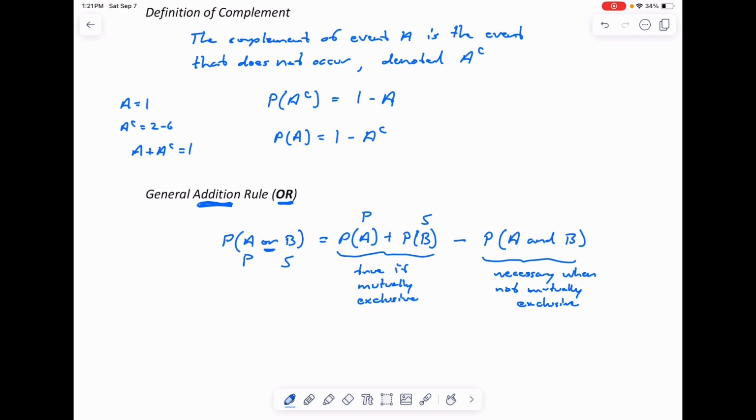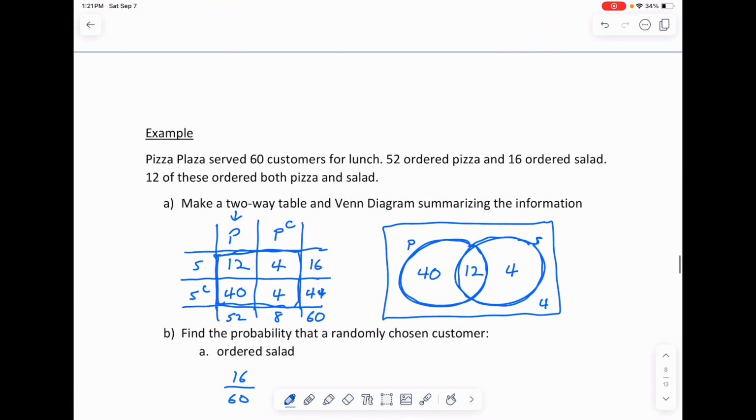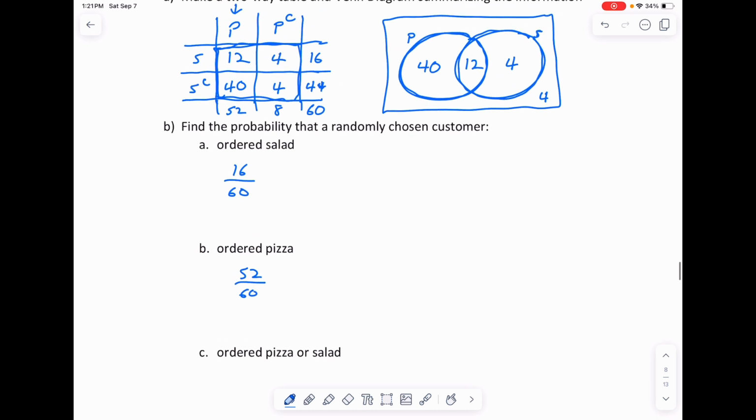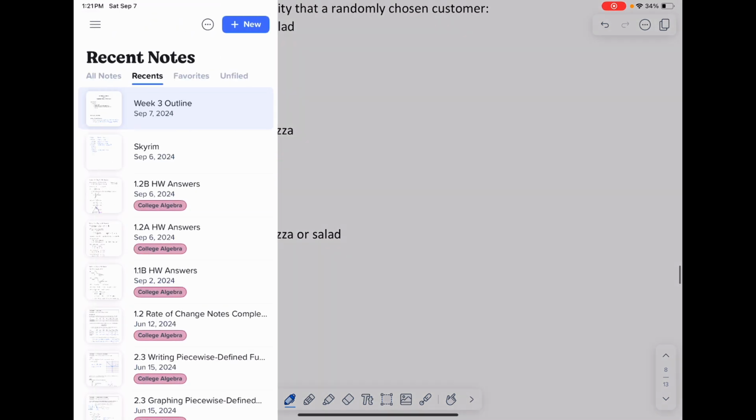Don't get this confused with independent. They're independent, or at least we're going to assume so, that whether or not a person orders pizza doesn't have an effect on whether or not they order a salad. They're just going to either do one or both or neither. But in this case, they are not mutually exclusive, so we need to subtract the probability of both of them happening at the same time. So the probability of ordering a pizza, we just figured out, was 52 out of 60.